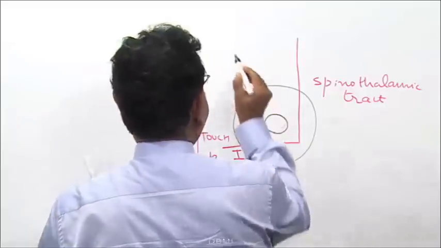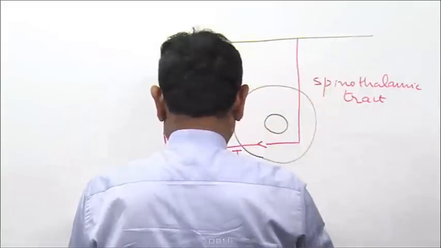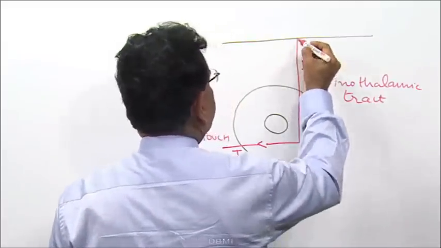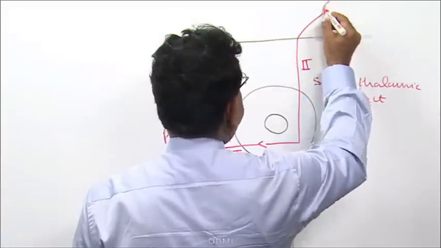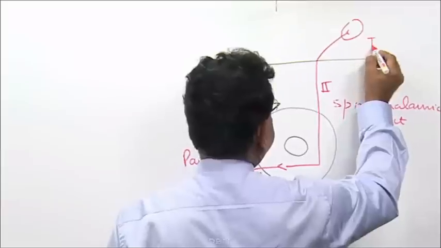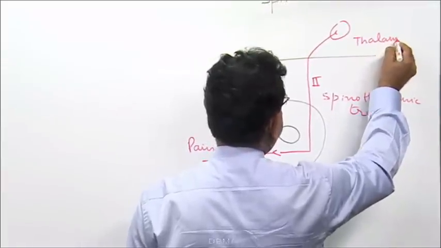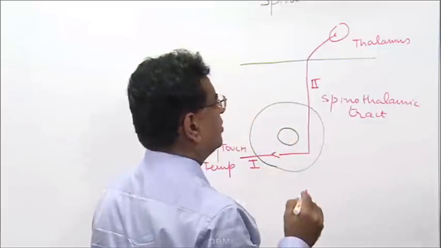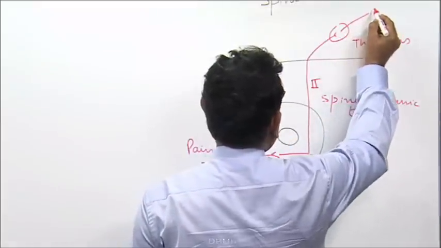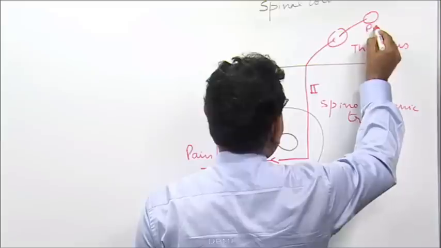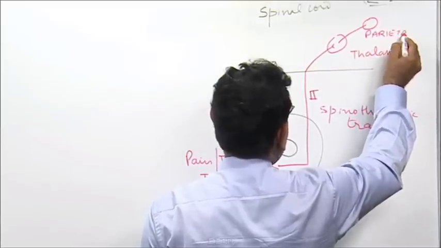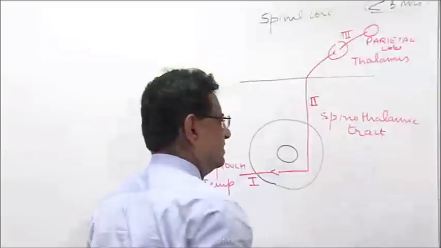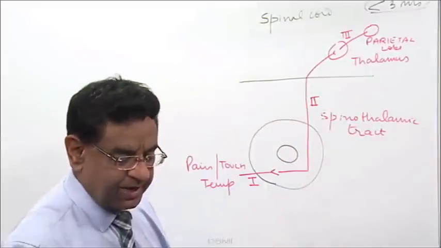and once they reach the brain, this is the second order neuron. These are second order neurons. Without relay, they travel and they go to thalamus. This is thalamus. They relay in thalamus. Now, third order neuron, they go to the contralateral parietal lobe. This is the third order neuron. So I repeat again. First you draw it, then I'll repeat.